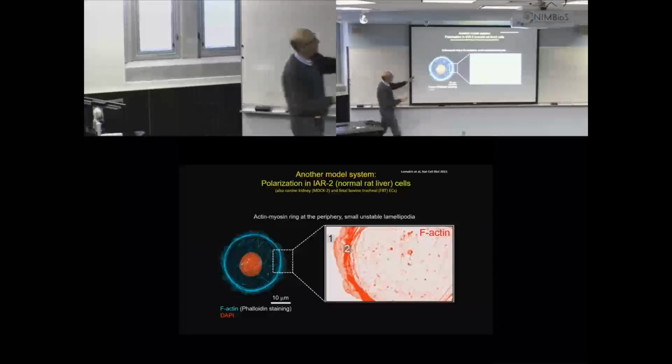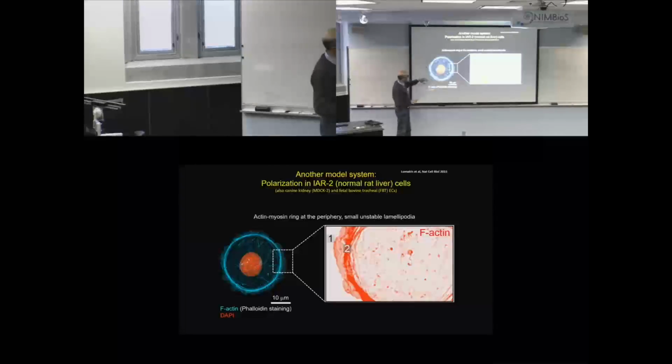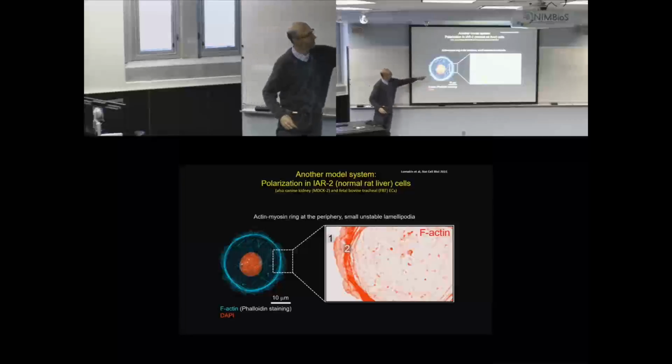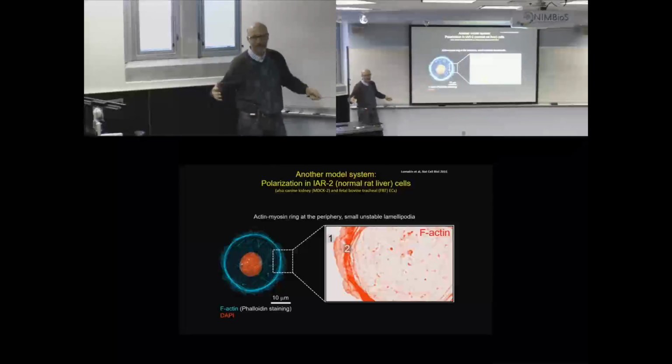It's not completely clear why, and from laser ablation experiments, we know that this ring is under tension. So we don't completely understand why it's not collapsing into the center of the cell, most likely because there are very strong adhesions along this ring that don't let it collapse.